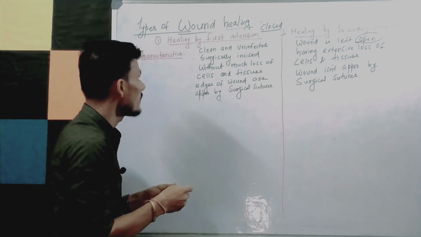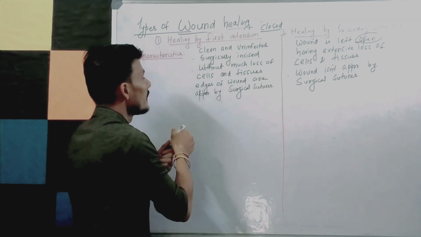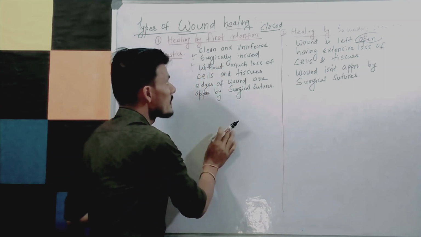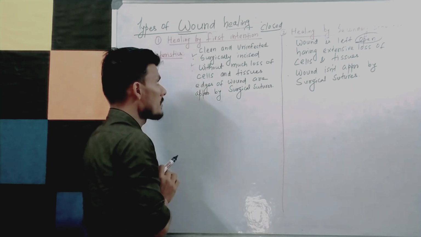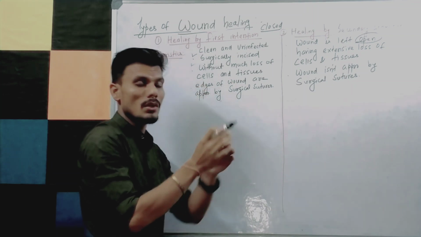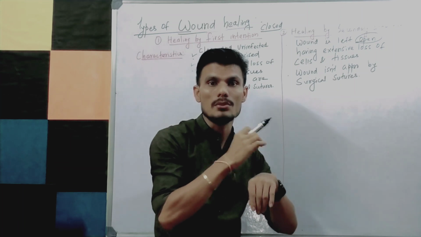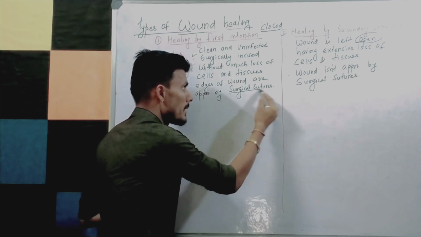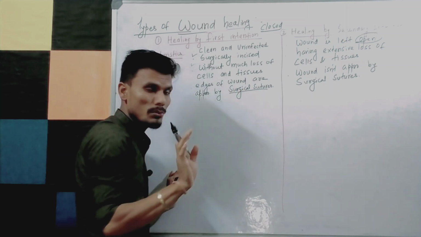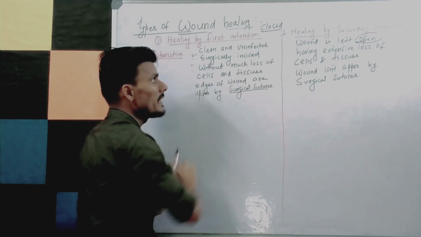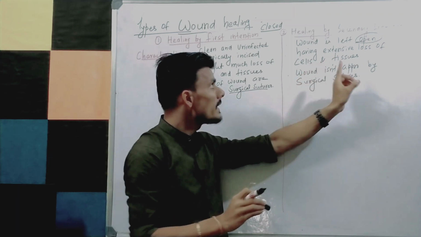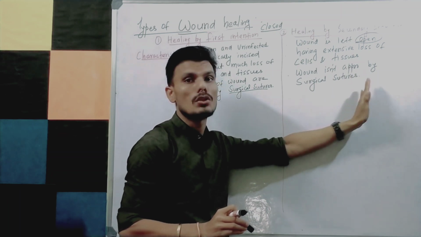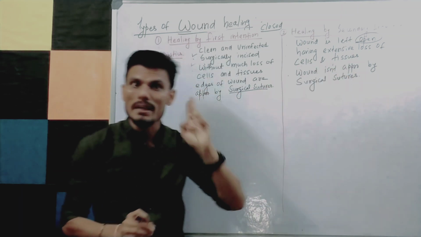In primary wound healing, the wound is clean and uninfected. It is surgically incised without much loss of cells and tissue. Surgical incision means the edges of the wound are approximated, or tied with surgical sutures using needle and thread. Whereas in secondary wound healing, the wound is left open. It means that surgical suture is not used here. So that is the main common difference.